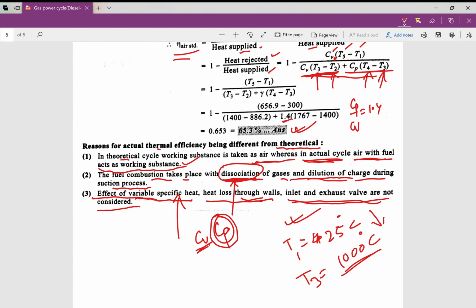So dear students, this is all about your gas power cycle. In the next video, we will go through vapor power cycle, in which I will be dealing with Rankine cycle.